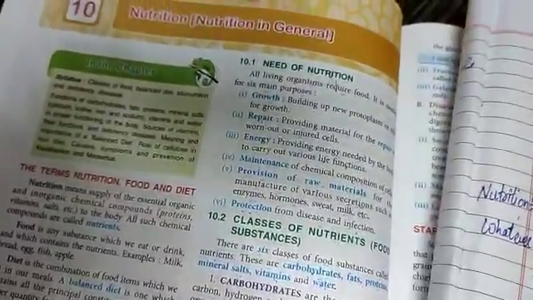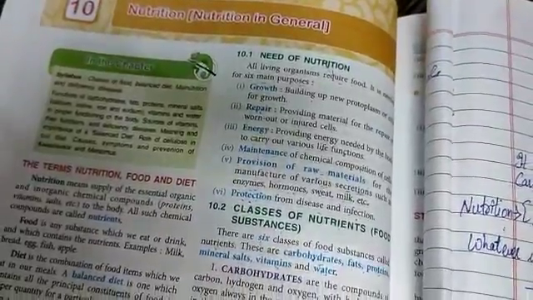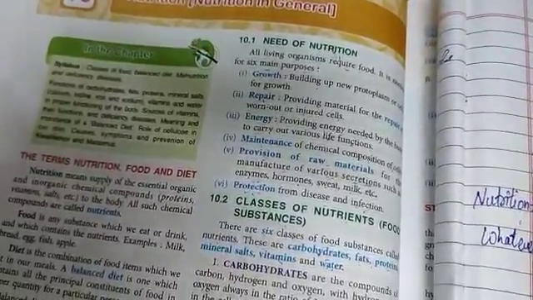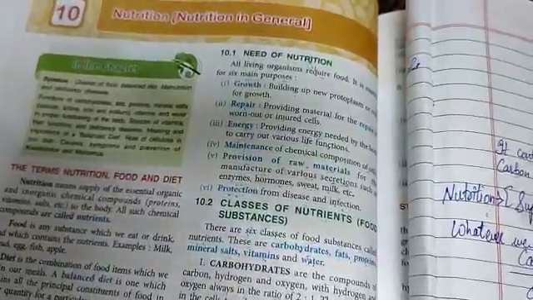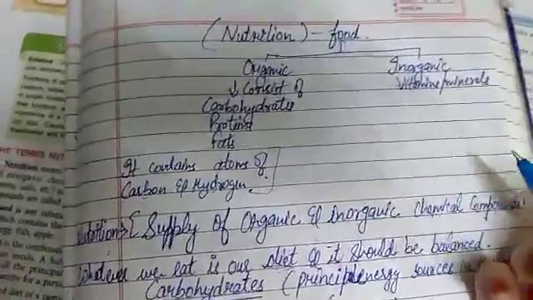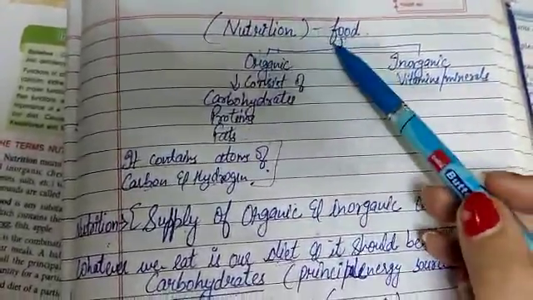Today we are going to start our second unit syllabus with chapter number 10 at page number 96, and the name of the chapter is Nutrition in General. So first of all, let us clear the term nutrition and from where we get it. We get nutrition from food.